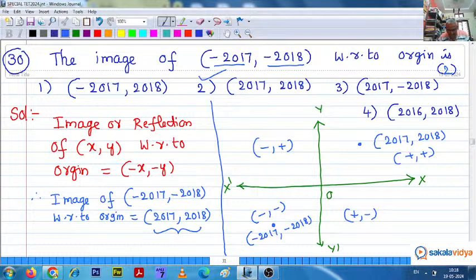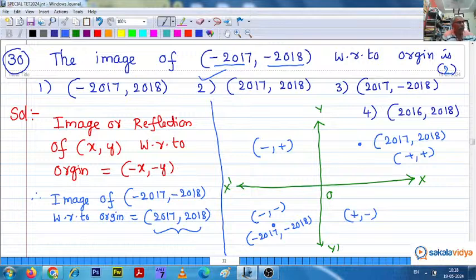So did you get the idea? Yes or no, you need to chat. Yes, Venkateshwar Reddy, absolutely correct. Option 2 is the right option. Yes, Sivakeshu. Right. 30th question has been completed.